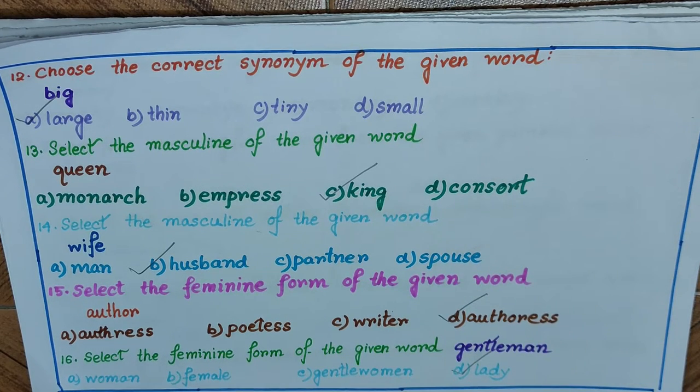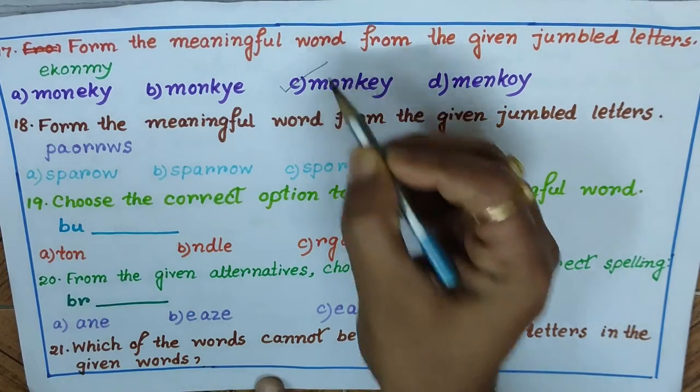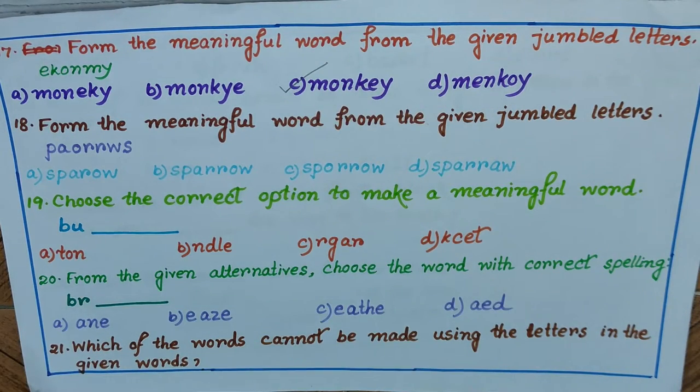Now we will go to question 17. Question 17. Form the meaningful word from the given jumbled letters. So we have the jumbled letters E-K-O-N-M-Y, and we will form a meaningful word. As you can see from the options itself, we are trying to find the spelling of monkey, and the correct spelling of monkey among all the four options is C, M-O-N-K-E-Y. Question 18. Form the meaningful word from the given jumbled letters.